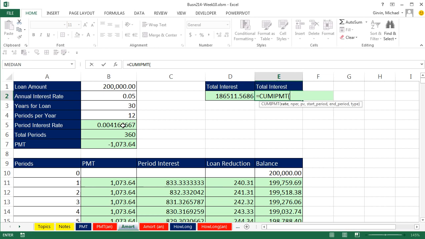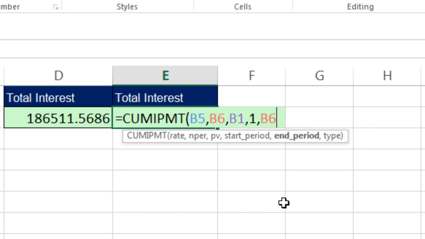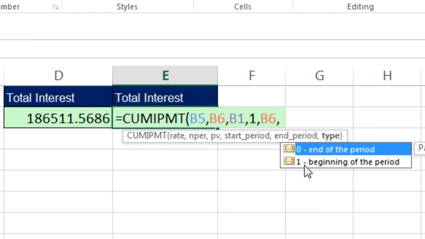So the rate, NPER, that's the total number of periods. The present value, it is a positive. The start period is going to be 1, and the finish, the end period, is going to be 360. And the type is going to be in this requirement.